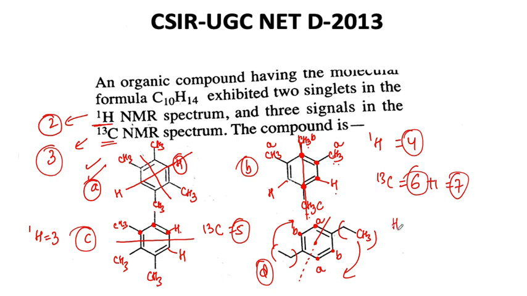Okay, so how many protons do we get? Similarly, we are getting 1, 2, 3 and 4. We are getting 4 types of protons. Check again: the A proton, the B proton, the CH2 proton and the CH3 proton. 4 different types of protons.